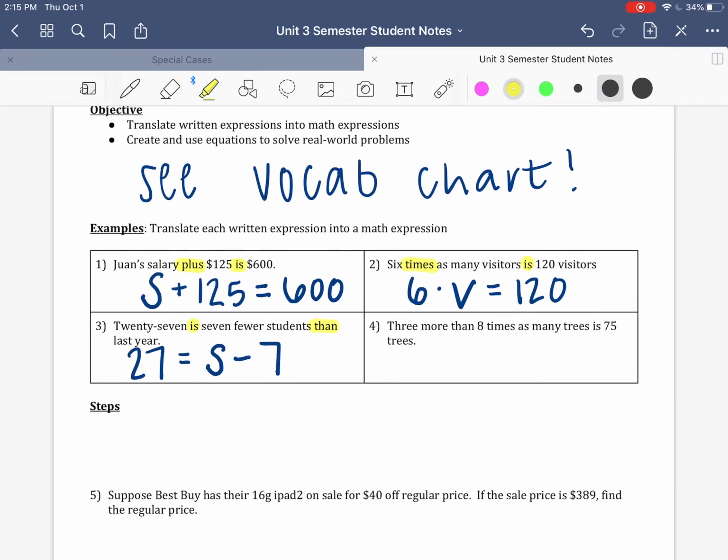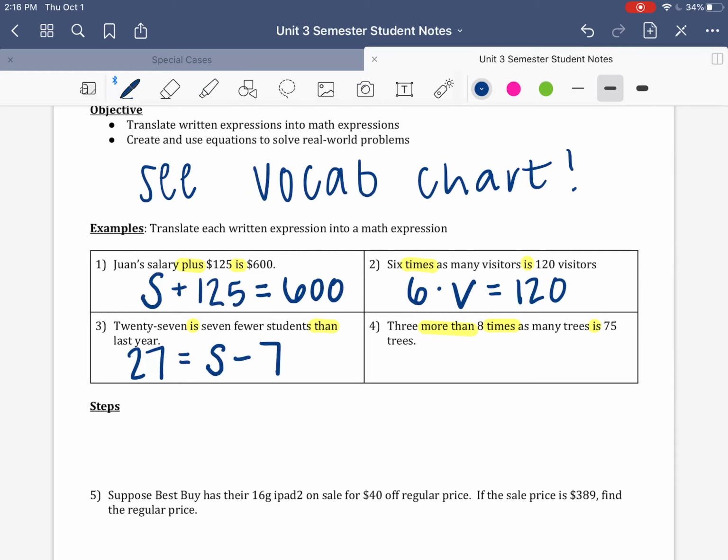All right, take a second, pause, try number 4 if you want. So number 4's got a couple parts. It says 3 more than 8 times as many trees is 75. So remember, more than was an addition word. We don't know how many trees there are. So 3 more than 8 times the trees.